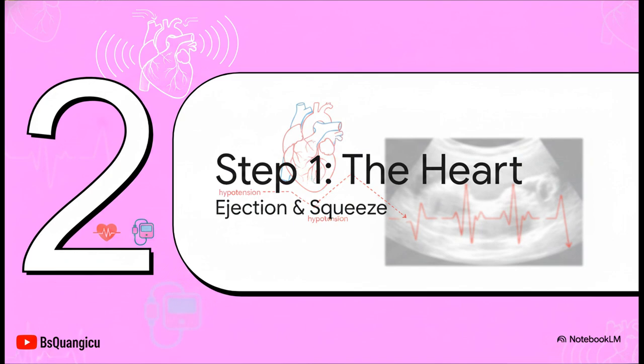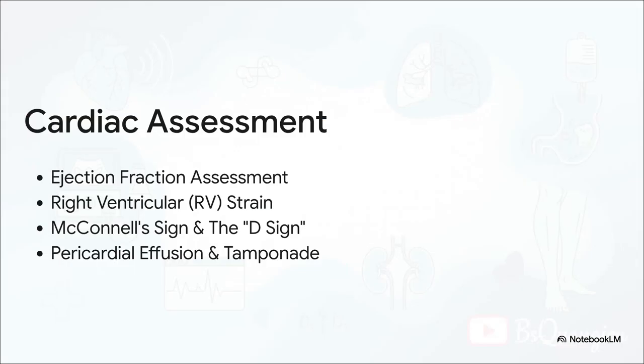Step 1. The heart. We're starting right at the center. The big question: is the heart the primary troublemaker causing the shock, or is it just desperately trying to compensate? Using your standard views, parasternal long and short axis, apical four-chamber, subxiphoid, you're looking for a few massive red flags.